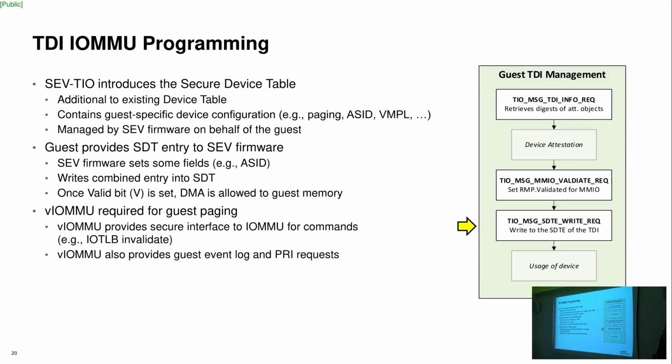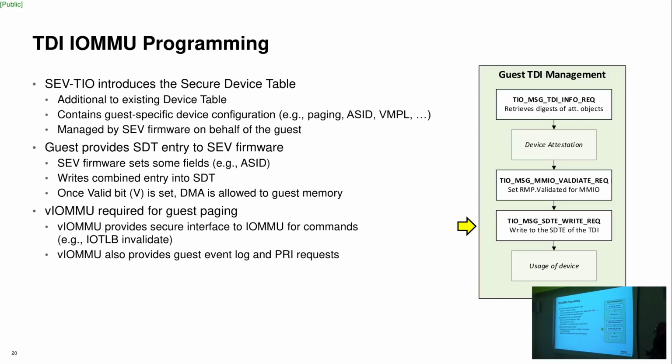The SDTE write command writes this 512-bit SDT entry for the interface, and this is where the guest is going to provide its guest paging mode, the pointers to its page tables. The ASP will provide some of the values in that entry. This is where we bind the ASID value. So this is how we tell the IOMMU this is the guest this device should access the memory with. And then once it sets the V bit, the validated bit for the SDTE, then the IOMMU can start accessing memory for DMA for that device.